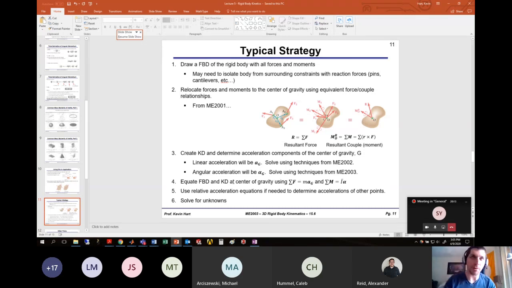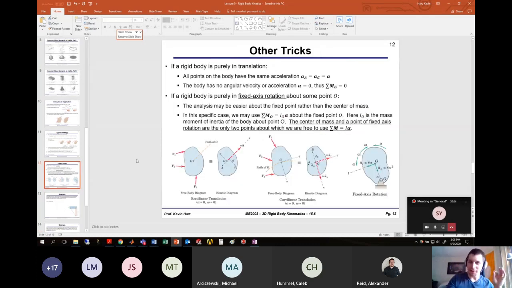And I want to voice over one more little PowerPoint slide here, and that is some additional tricks that you might need to execute these kinetics problems. Okay, so the first trick is if your object is purely in translation.